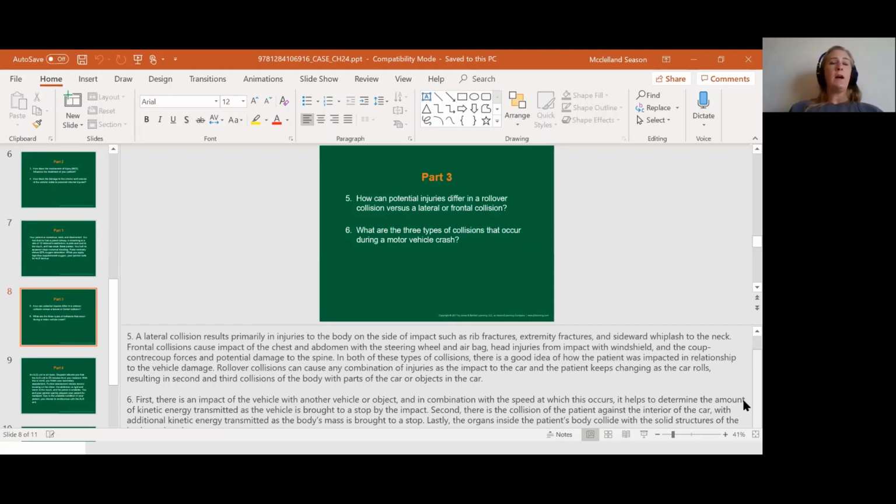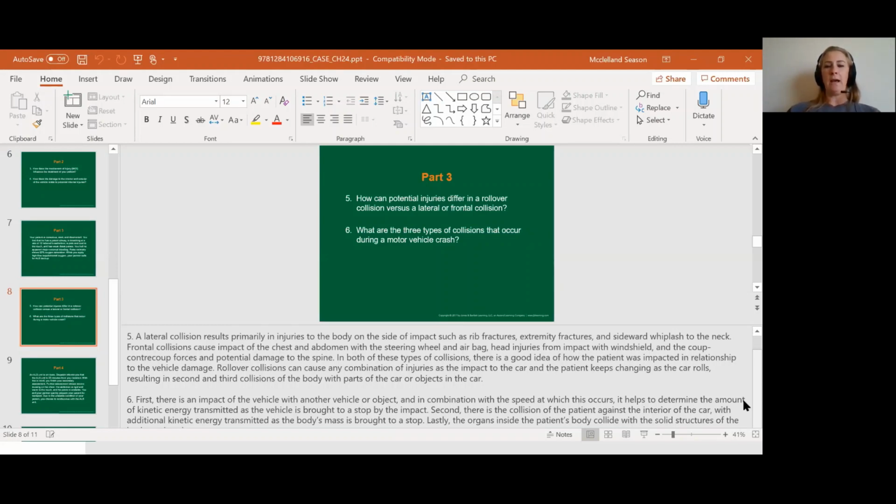And unfortunately for us, our aorta is pretty dang secure, right? So if our heart gets moved sideways, but our aorta can't move, we can wind up with an aortic rupture. And aortic ruptures are more likely to occur in a lateral collision than a frontal collision. They can also occur in a rollover collision because the mechanisms are lateral, frontal, rotational. There are all sorts of those types of mechanisms. Make sense? Mm-hmm.